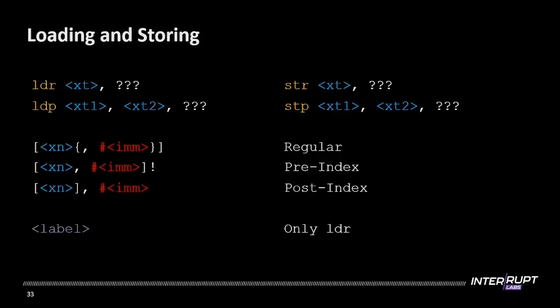You can also load directly from a label. Just like jump, when this is assembled, it becomes a relative address, and disassemblers generally display it as absolute. And you can add two registers to get the address as well, with xm optionally being shifted left by 3.